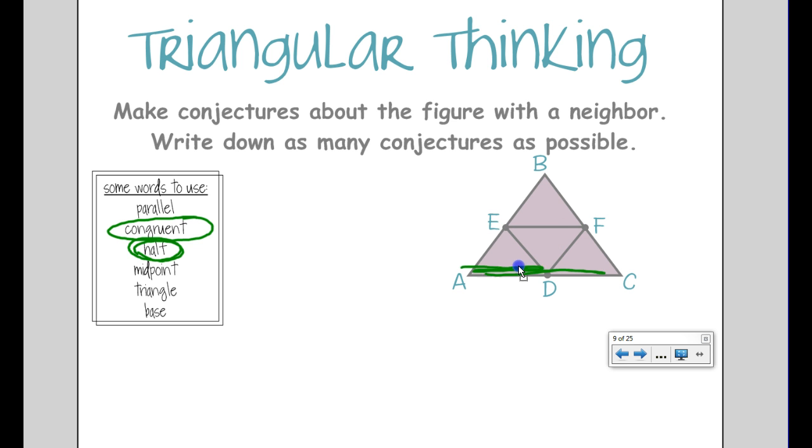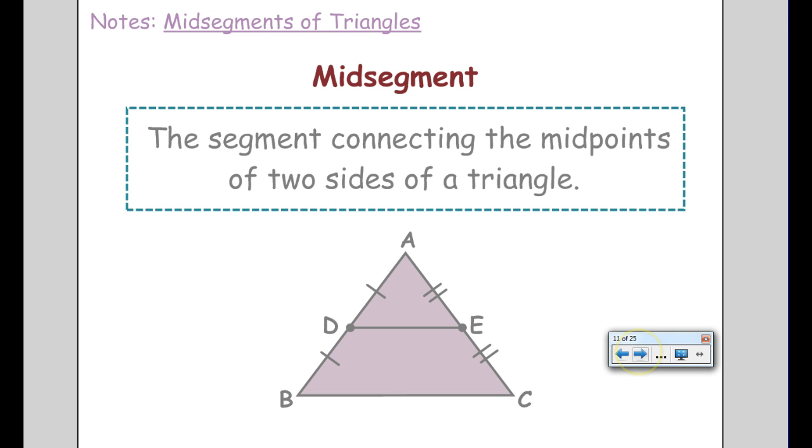Look. 1, 2. Cool. So Megan, what do you want to say? Sorry, Tori, I cut you off. The midsegment is parallel to the base. Ding, ding, ding. Perfect. If this is a true midsegment, it has the same slope as the base. Very good. All right. We made some conjectures.